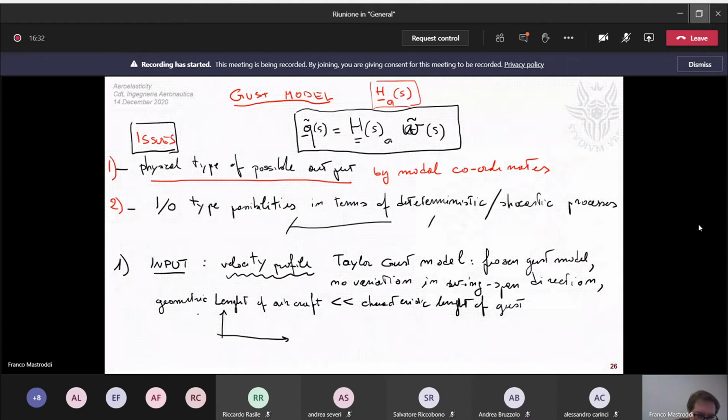We have a velocity profile, which is originally a space function, and this space function became, after this hypothesis, a time function after assuming x equal to U infinity by t, so a function of time. So we start from this, we go to this, and eventually through a Laplace transform, we have a Laplace transform of this function here. Okay, so the input is a scalar time function or a scalar frequency domain or Laplace domain function.